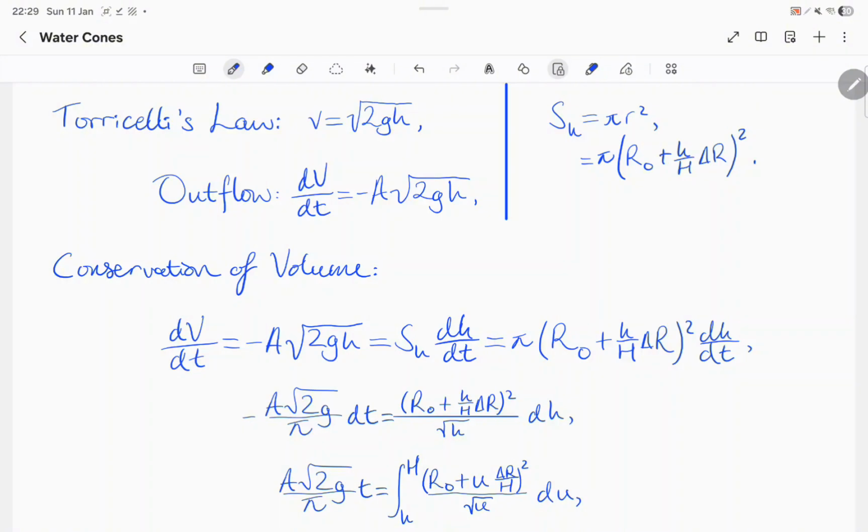Notice here that u is a dummy variable corresponding to small h. We have used u as a dummy variable so that we are not confused between the limit h and the variable h.